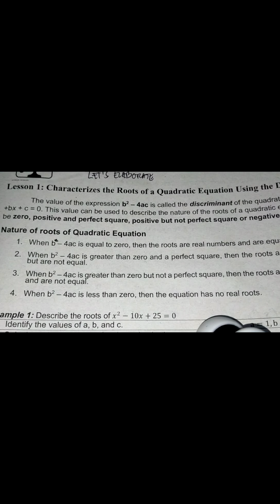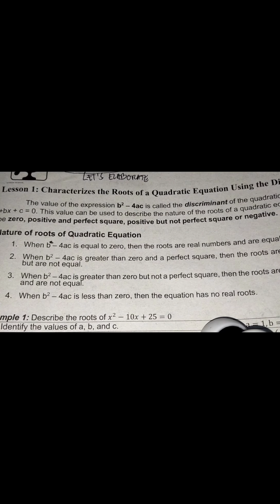Sabi niya, number 1, when b squared minus 4ac is equal to 0, dapat ito ay may squared. So, b squared minus 4ac is equal to 0. Then, the roots are real numbers and are equal. So, ibig sabihin, yung makukuha daw natin na sagot ay alin? Real numbers at equal. Okay?